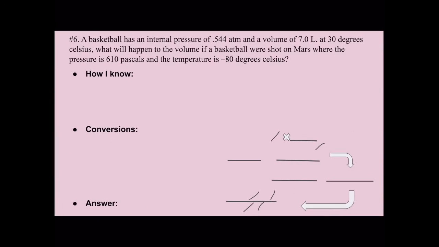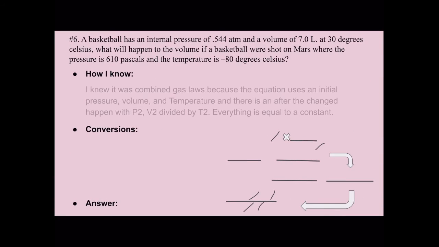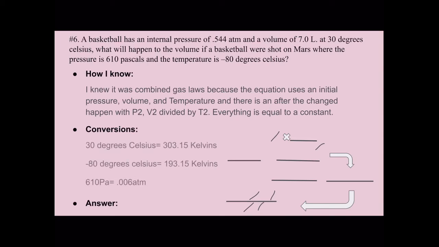I knew that this problem was combined gas laws because it gave me the initial pressure, volume, and temperature. Then it gave me the final pressure and final temperature, and we are looking for the final volume. Before solving it, we need to convert the 30 degrees Celsius to 303.15 kelvins, the negative 80 degrees Celsius to 193.15 kelvins, so then the kelvins would cancel out at the end, and then 610 pascals to 0.006 atmospheres, so then the atmospheres will cancel out.